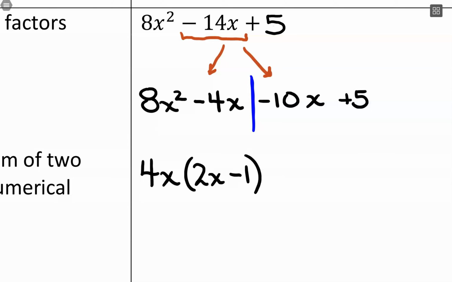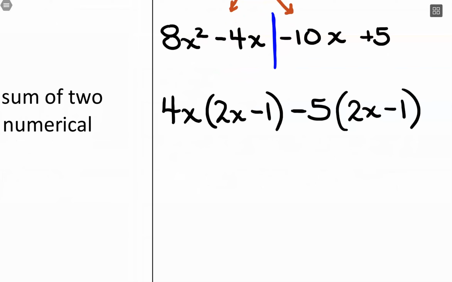On the right-hand side, I have a leading negative number, so my greatest common factor will be negative, and it'll be a 5. So negative 10x divided by negative 5 will leave me with a positive 2 times x. Positive 5 divided by negative 5 will leave us with a negative 1.